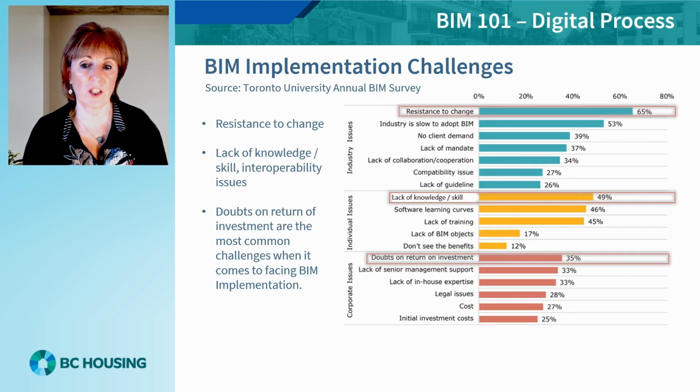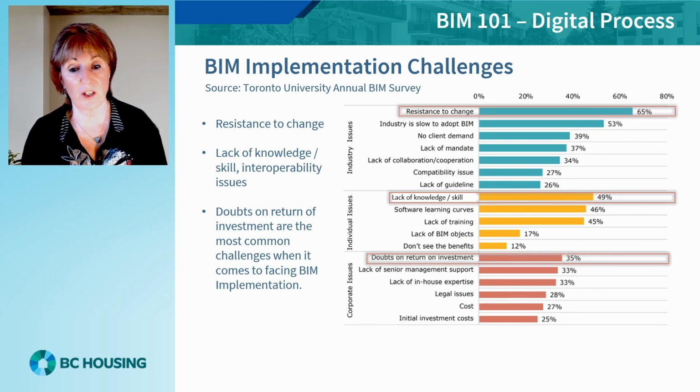The following statistics are pulled from the third annual BIM report, undertaken by the University of Toronto in 2020. The survey looked at a large cross-section of issues, the three highlighted here being the main issues related to challenges associated with implementing BIM. Firstly, industry resistance to change, individuals' lack of knowledge or skill, and from a business perspective, doubts on the return on investment.